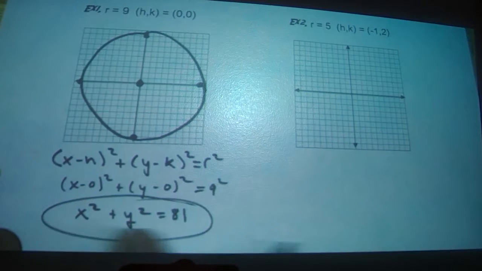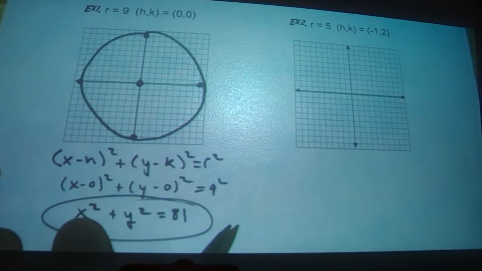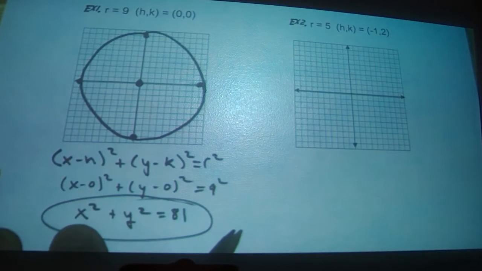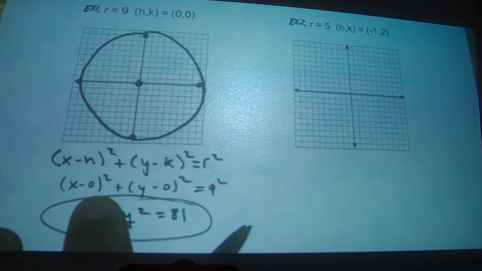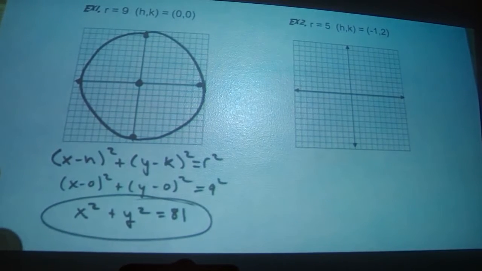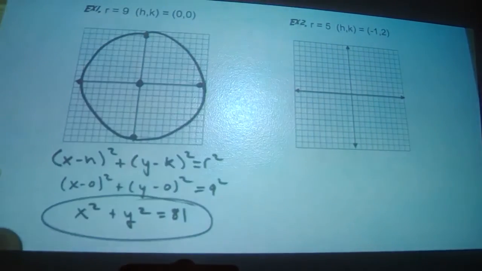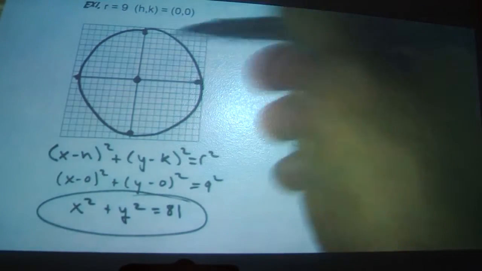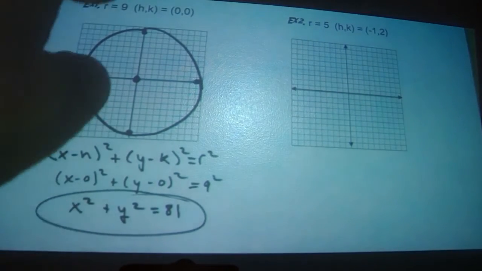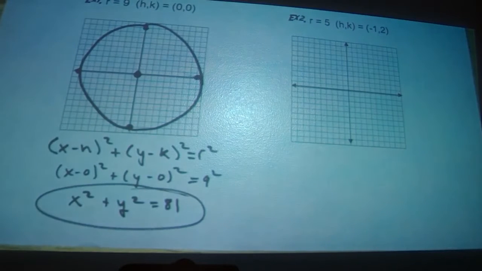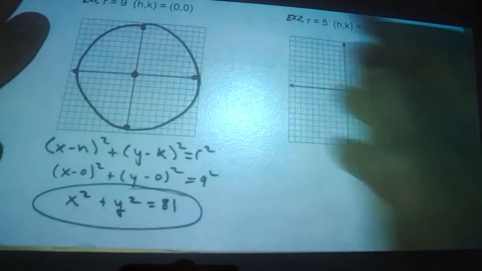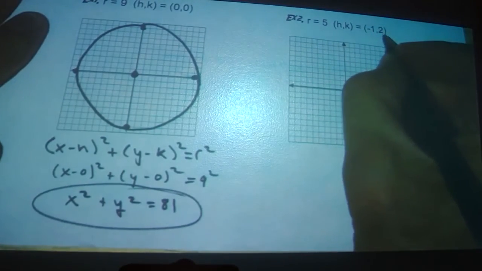If you are ever given an equation now, you should be able to tell that if you're missing any parentheses around the quantity squared, then you should know that is a 0 for h and k. And whatever this number is, make sure you square root it to get the radius, in this case, of 9. Okay, so if they give you this, you should be able to come up with the graph. If they give you an equation now, we should be able to go backwards. So let's see that one more time with a different center. So I've got example 2. I have a radius of 5, and I have a center of -1, 2.